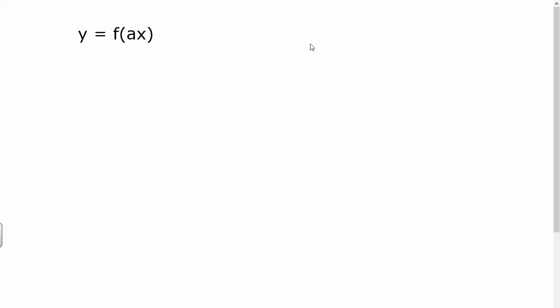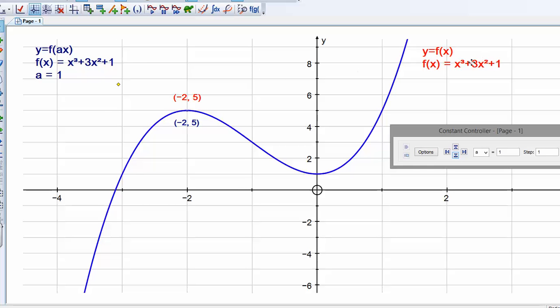Now the last transformation we're going to have a look at is this one here, where we've got f of ax. So we're going to multiply the x by a and then do the function. So again, let's have a look at an example. We've got f of x over here, the same graph, and then we've got f of ax. I've started off with a as 1, so the two graphs look the same. So let's increase a and see what happens. So if a is 2, we've got that. And if a is 3, 4, 5.